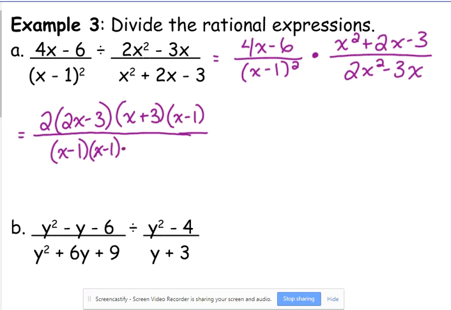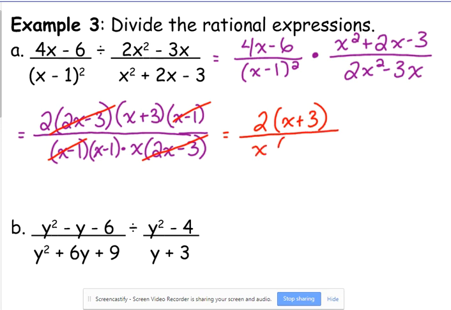And then we have a GCF of x out of the 2x squared minus 3x. So we can cancel 2x minus 3 and 1 of the x minus 1s. So we've got 2 times x plus 3 in the numerator, and we've got x times x minus 1 in the denominator. Leave it in factored form. It's more useful in factored form if there was something else we were going to have to do with it. Don't multiply it back out.